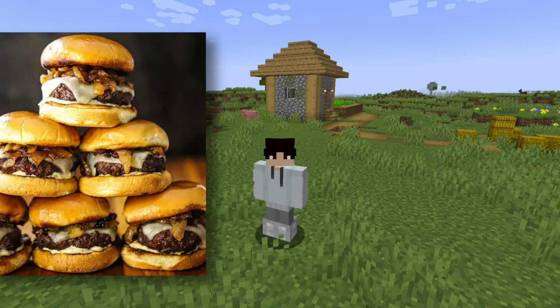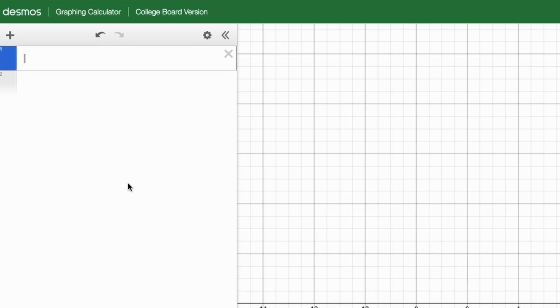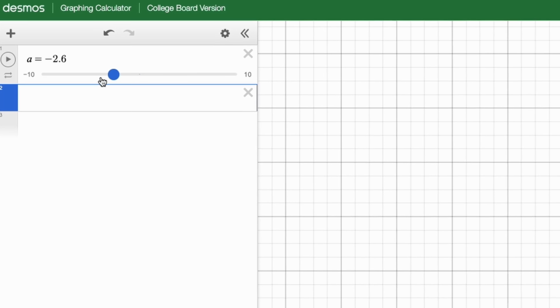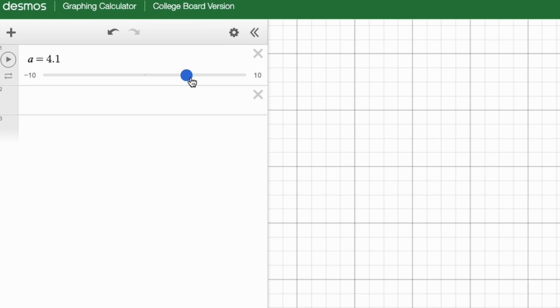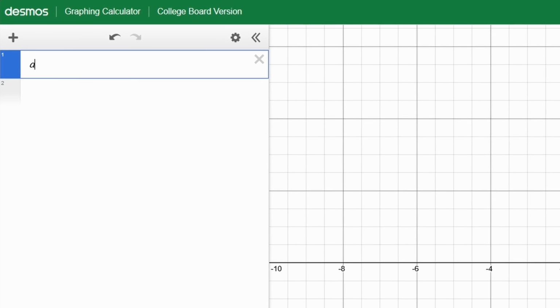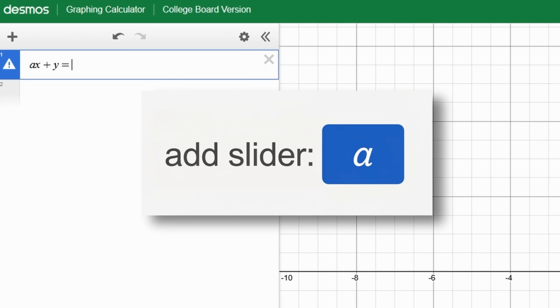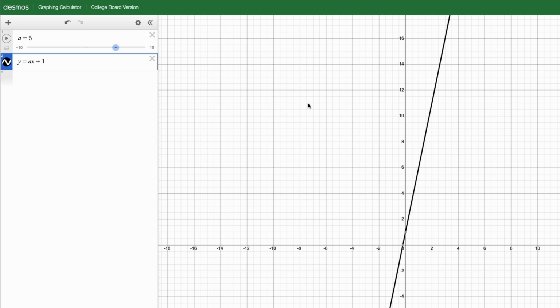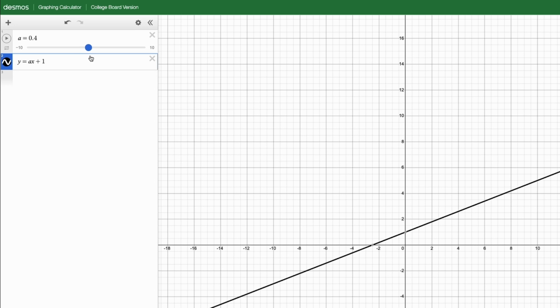Next, sliders. If you set any letter that isn't x, y, or e equal to a number, you will get a slider that you can drag around on the screen. And if you type an equation with some undefined letter in it, Desmos gives you an add slider button automatically. This is great for finding what value makes a graph pass through a point. You can just slide the number around until the functions finally intersect.